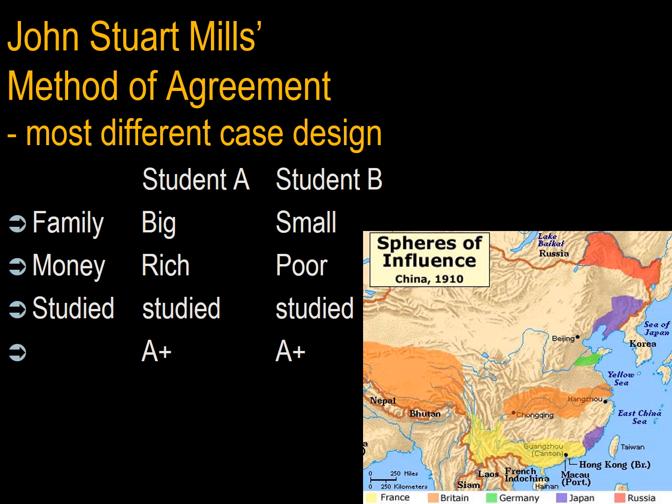So you could compare, say, China and Algeria, and then you isolate the common independent and dependent variables that matter in the causation, and you're able to get rid of or control for those extraneous variables that don't matter, which in this case is like family and money.